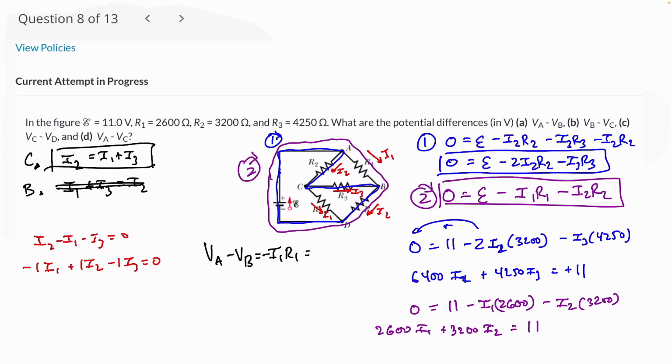So what did I say I1 was? 1.98. So I better write it down. 1.98 milliamps. I2 1.82 milliamps. And I3 I got was 0.16 milliamps. This is so exciting. All right, so this is 1.98 times 10 to the minus 3 times R1, 2600.